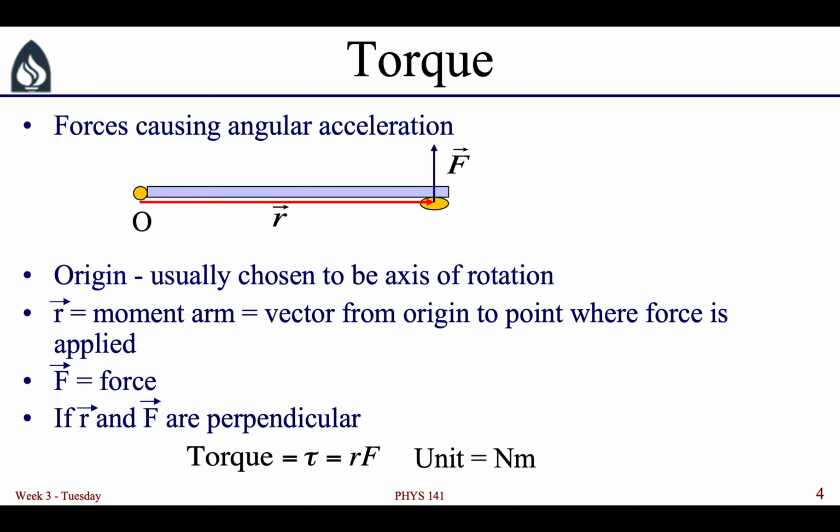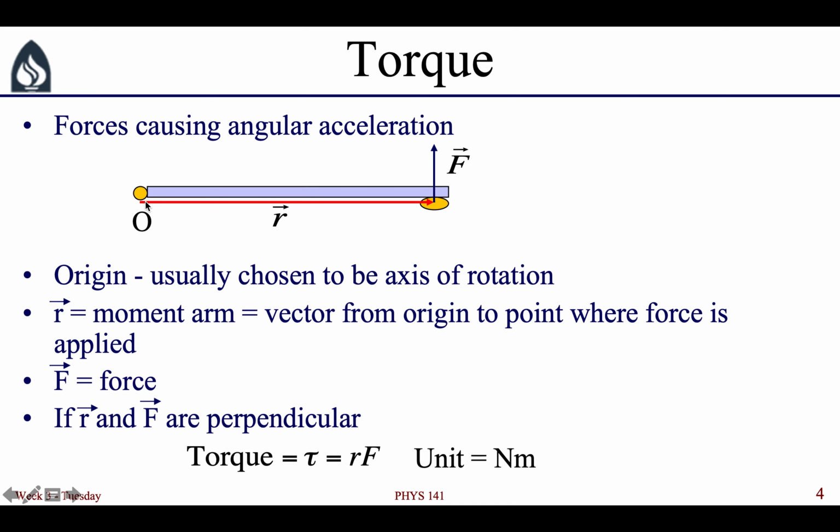Torques occur when forces cause angular acceleration. Now, to calculate the amount of torque so that we know how much angular acceleration to expect, we first have to choose an origin. The origin is typically chosen to be the axis of rotation. In this picture, you can see an overhead cartoon of a door, where this is the hinge, here's the door, and here is the doorknob. Since the door swings about the hinge, we choose the hinge to be the origin.